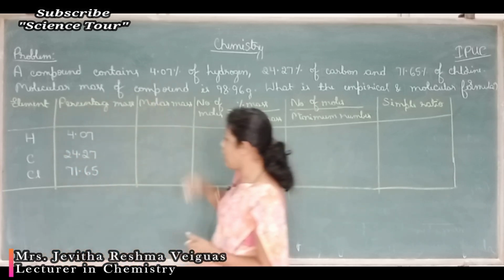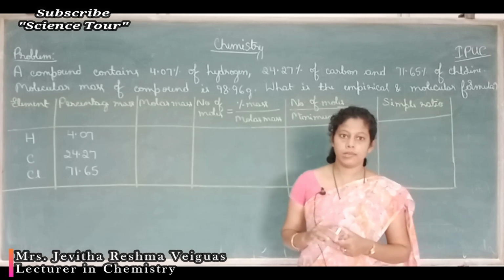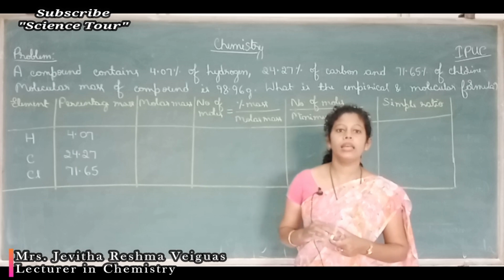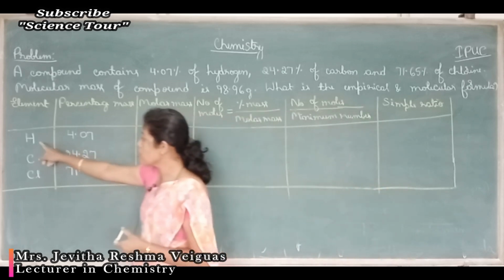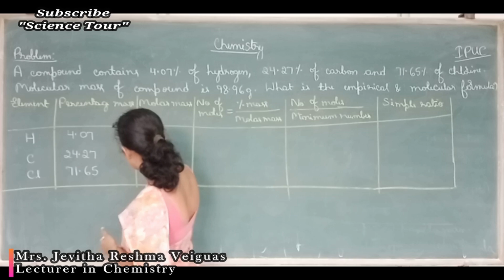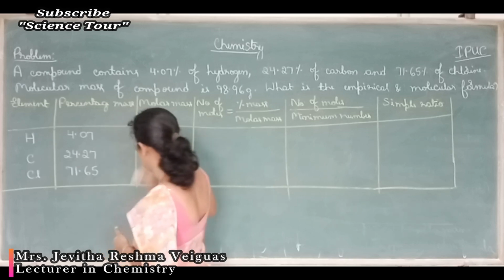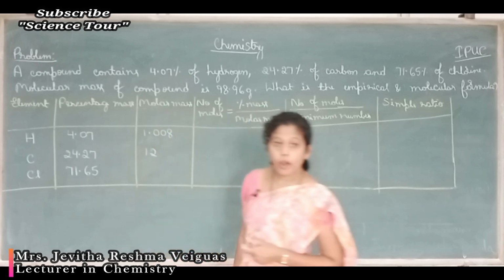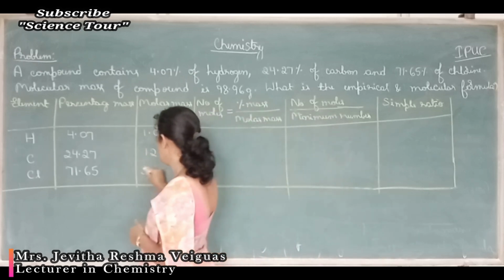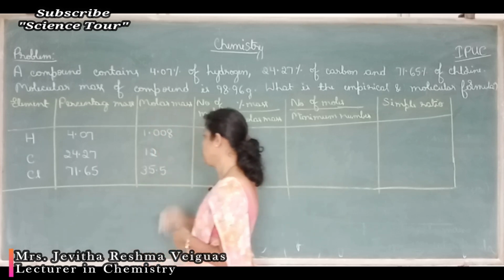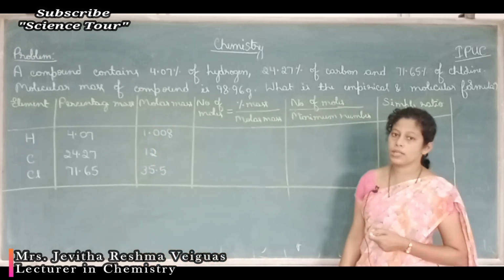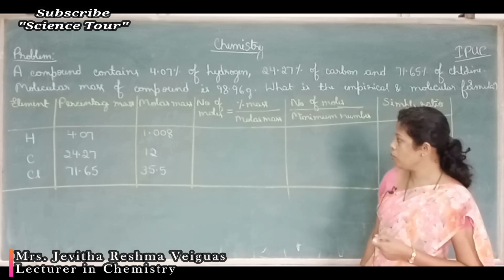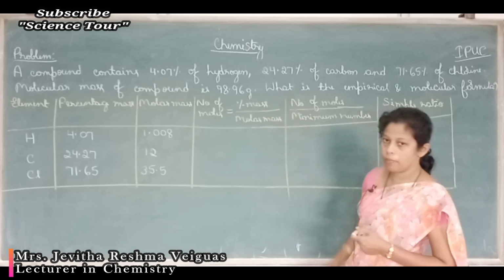Next column is molar mass. Here molar mass means the atomic mass of elements expressed in grams. The atomic mass of hydrogen, we know, is 1.008. The atomic mass of carbon is 12. The atomic mass of chlorine is 35.5. So we have written the percentage mass and atomic masses. Next we have to find the number of moles, that is percentage mass divided by molar mass.